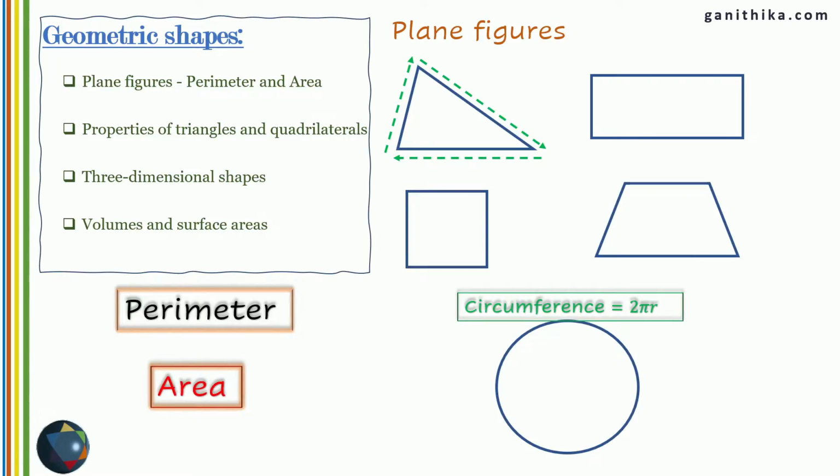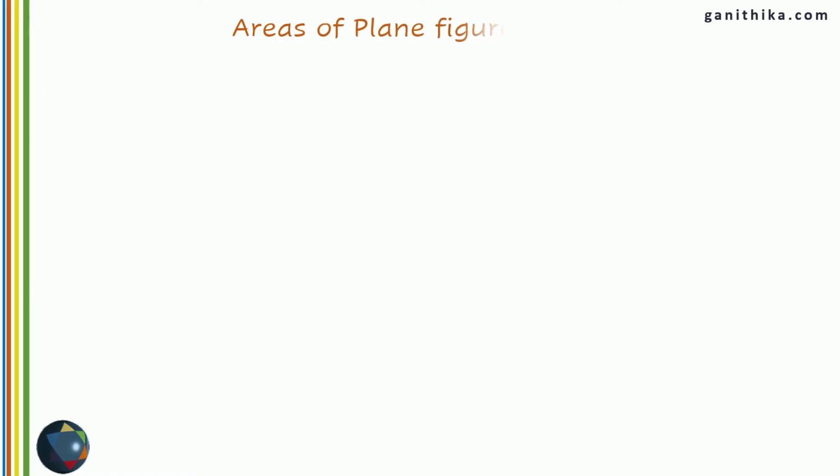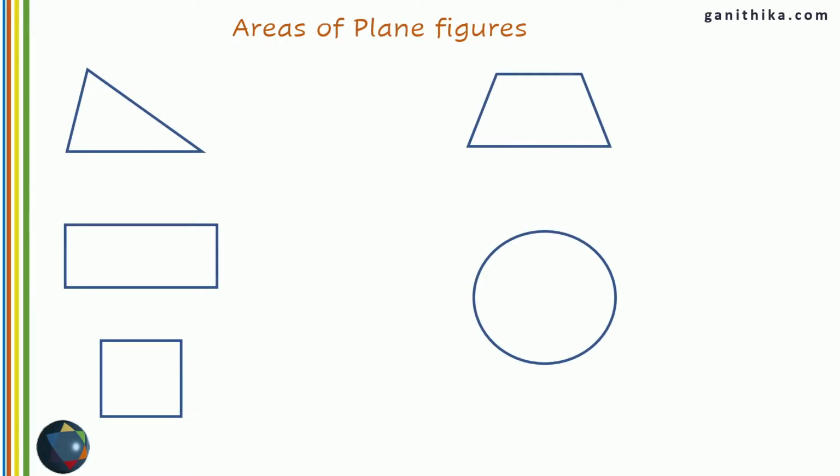What is area of the plane figures? The area is nothing but the space occupied by these plane figures. We have to find how much space it has occupied, and for this we have different formulas for different shapes, which we are going to see in a few seconds. Areas of plane figures. These are the different figures that we are going to find the areas for, which means I'm going to give you the formula for finding the areas of these plane figures.